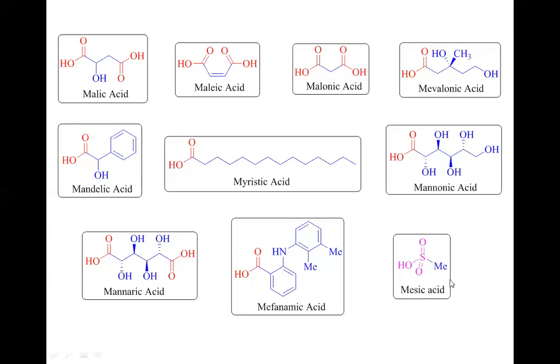So you could consider this mesic acid with the tosic acid. You must have heard the name tosic acid, which has the full name as para-toluene sulfonic acid. If you simply replace this methyl with the benzene ring and then place the methyl at the para position of the benzene, we will call it tosic acid. So you could say mesic acid is a younger brother of the tosic acid. So these are the 10 acids which have similarity in their names.